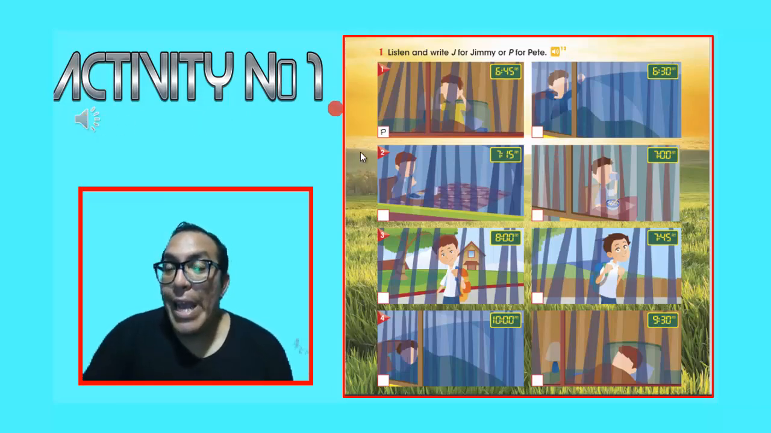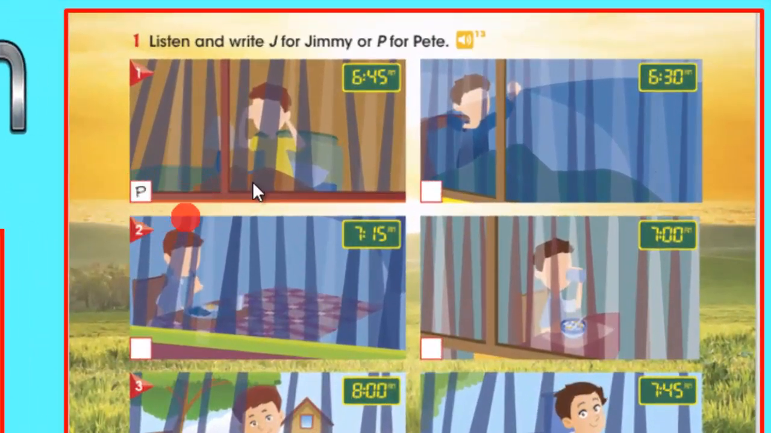For example, in activity number 1 here, in action number 1, so that we have, as I said before, letter P, this is for Pete.